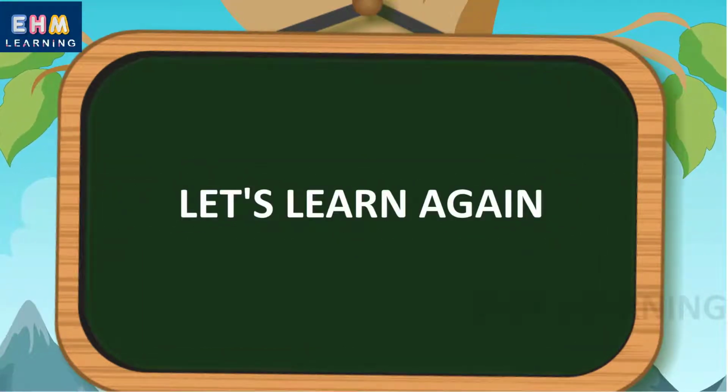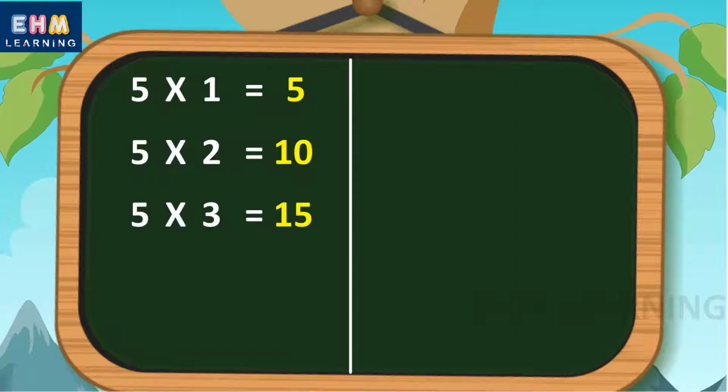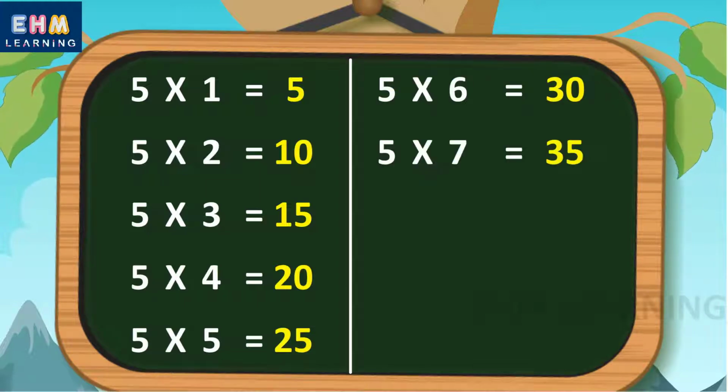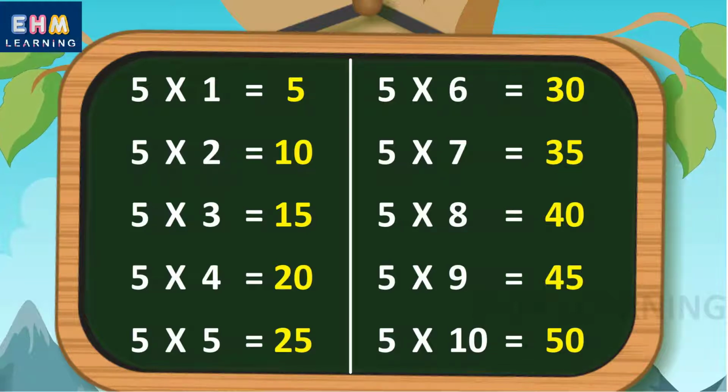Let's learn again. 5 1's are 5, 5 2's are 10, 5 3's are 15, 5 4's are 20, 5 5's are 25, 5 6's are 30, 5 7's are 35, 5 8's are 40, 5 9's are 45, 5 10's are 50.